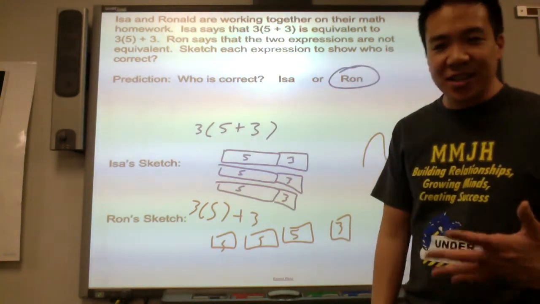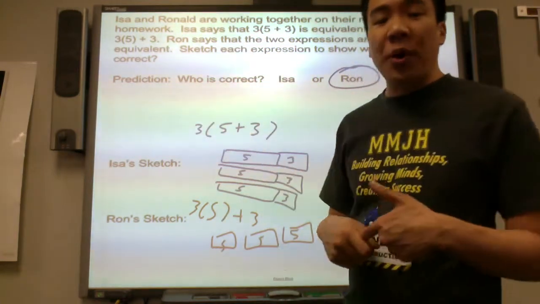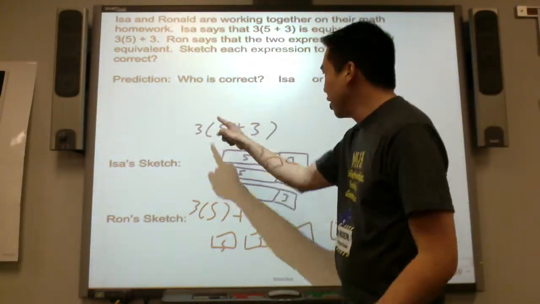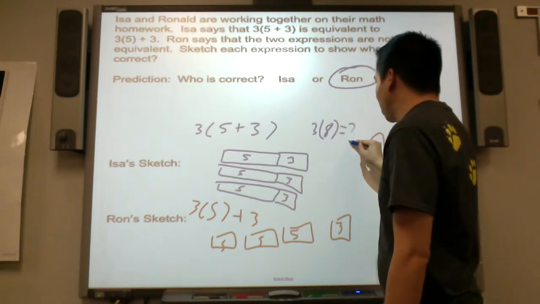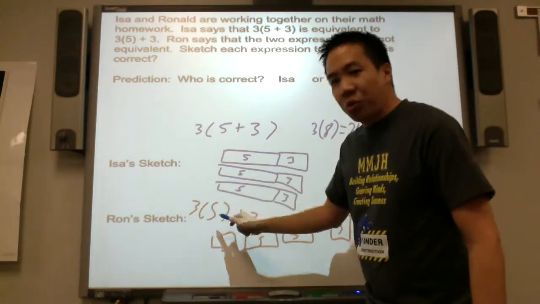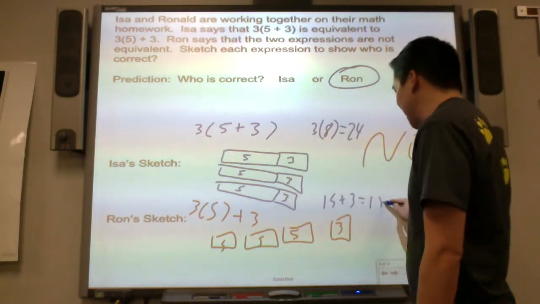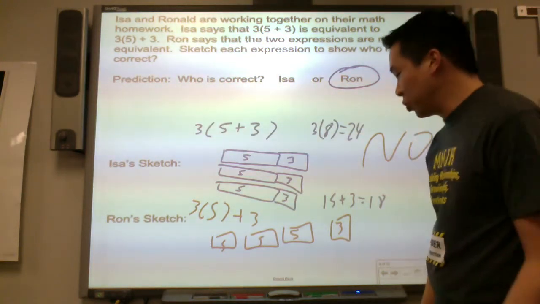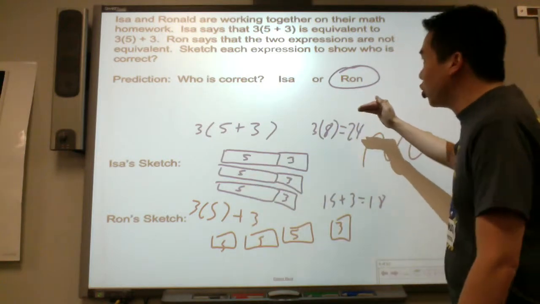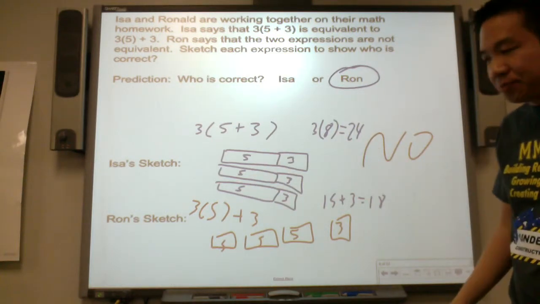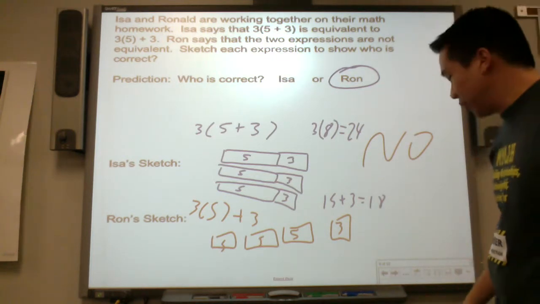If you had solved it, because some of you may look at this and think, why not just solve it? Fine. You learned about order of operations. You do the grouping symbol first. 5 plus 3 is 8. What's 3 groups of 8? 24. Next one, what's 3 groups of 5? 15. 15 plus 3 is 18. So are they equivalent? No, they are not equivalent. You can either do it through the pictorial way or you can do it through solving the answer. I like solving it to get that. So no, they are not equivalent.